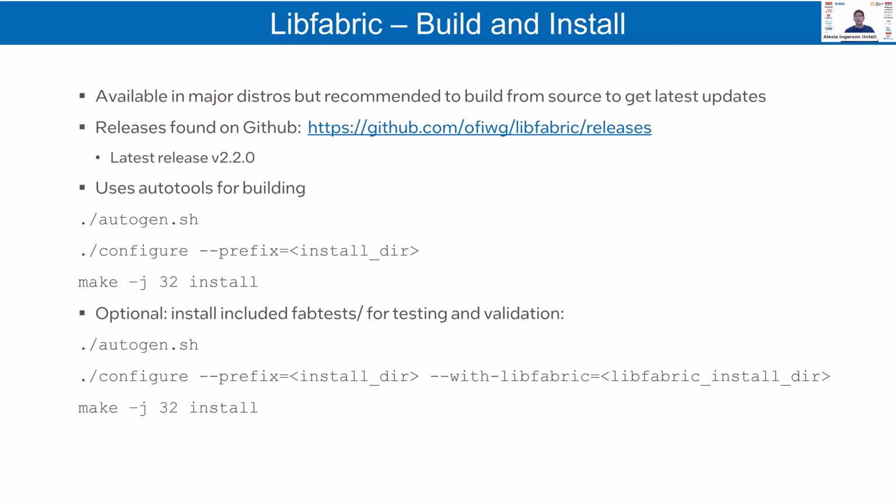We also have a subdirectory that's in the repo. It's included in there. It's also available as a separate tarball in the release page. It's called FabTest, which is our testing and validation suite, which also could be useful. You also use autogen and configure for these tests, passing in that prefix for installation, as well as your Libfabric install directory in case your Libfabric is installed in a non-default location, but otherwise it'll just look for the system install.